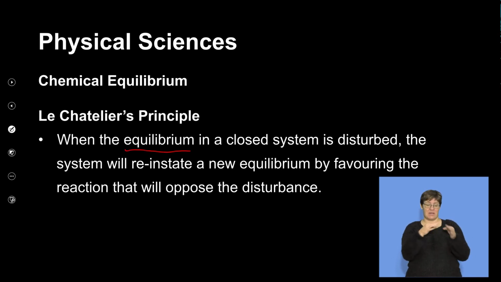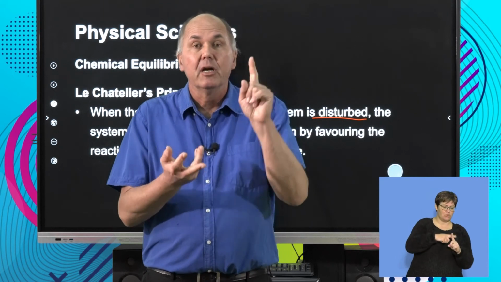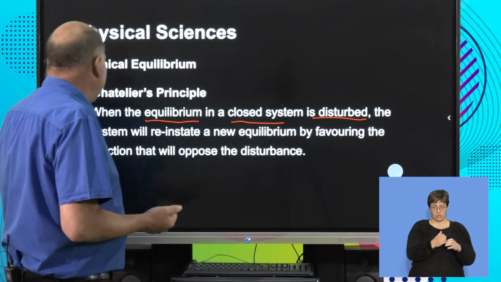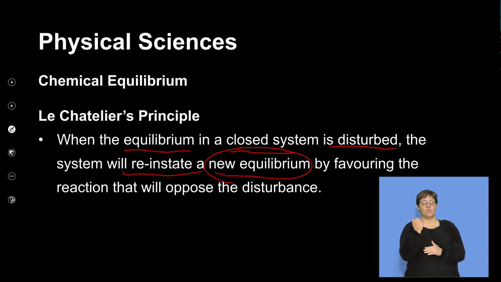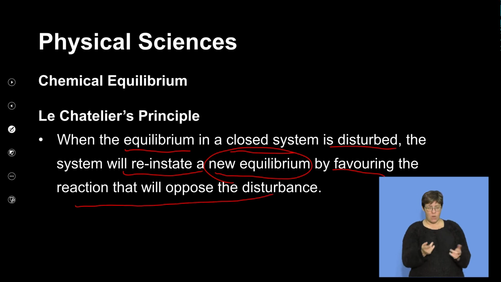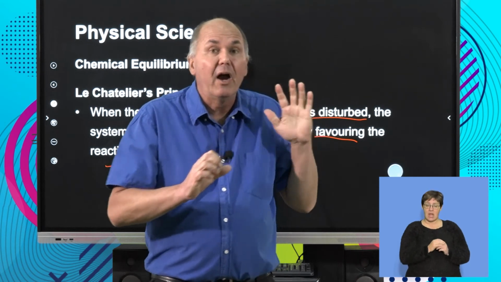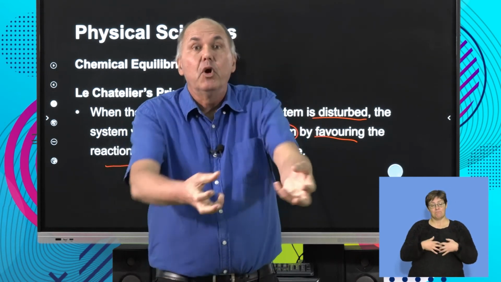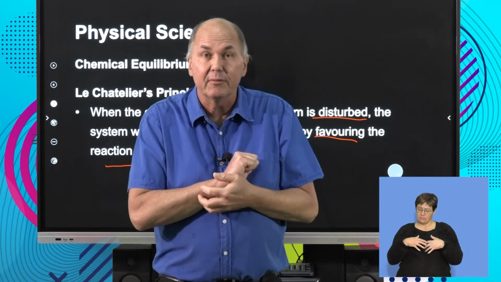When the chemical equilibrium in a closed system is disturbed, how is it going to be disturbed? By stress. The stress could be temperature, pressure, concentration. Then the system will reinstate a new chemical equilibrium by favoring the reaction that opposes the disturbance. So we need to understand a stress causes a reaction. The system works to undo that reaction and establish a new chemical equilibrium.